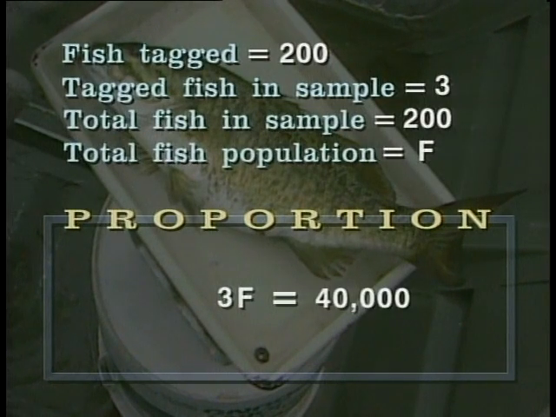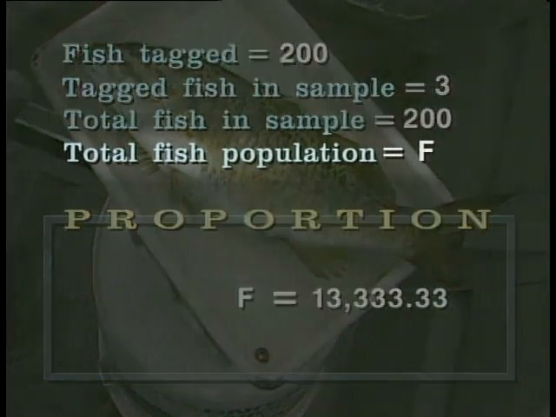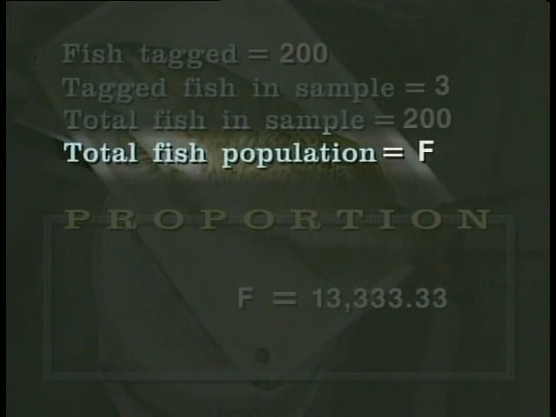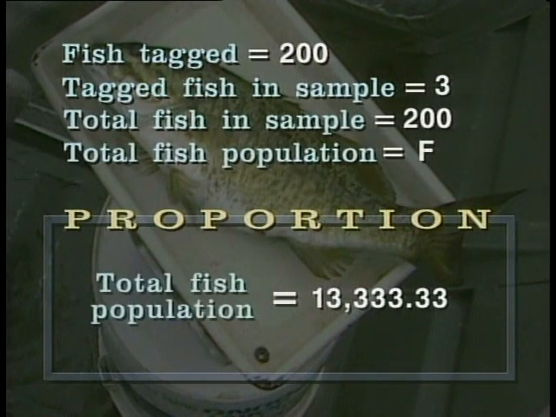Dividing both sides by 3 leaves us with F equals 13,333.33. We said that F was our estimate of the total fish population in Lake Winnipesaukee. Since we found that F equals 13,333.33, that's about how many bass are in the lake.